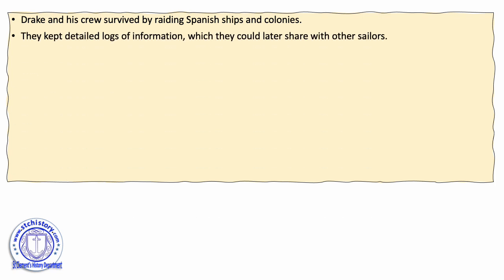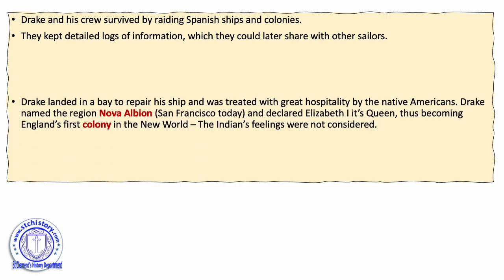They kept detailed logs of information which will later, as we've said earlier, be shared with future expeditions and other sailors, so they know the dangers. They might know that this part of the Atlantic is really dangerous for weather, wind. This island might be really dangerous for pirates or Indians or anything like that. This information is going to be really important for future endeavours, easier to do with the printing press.